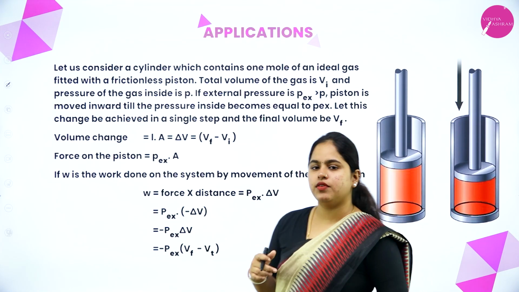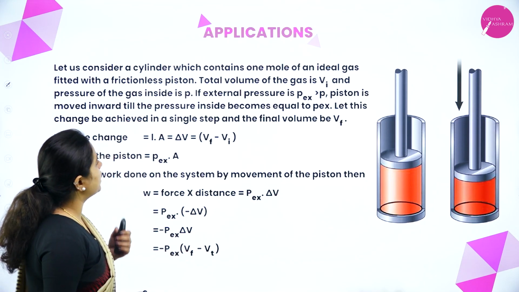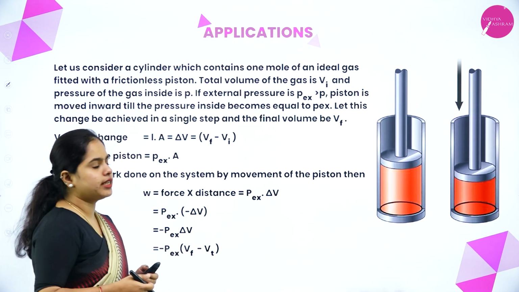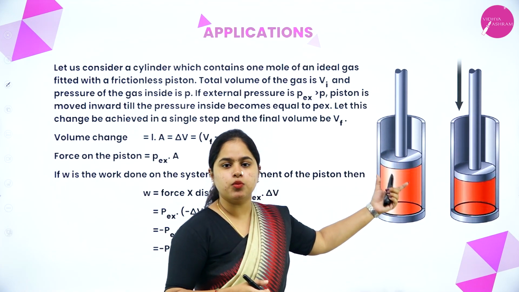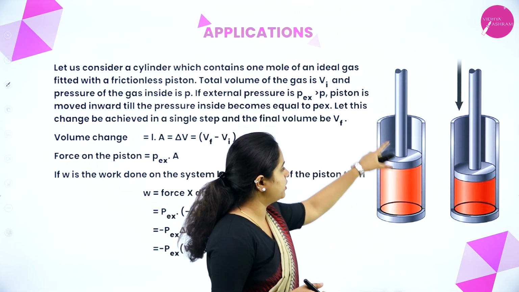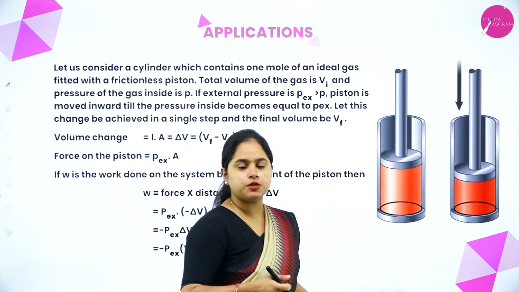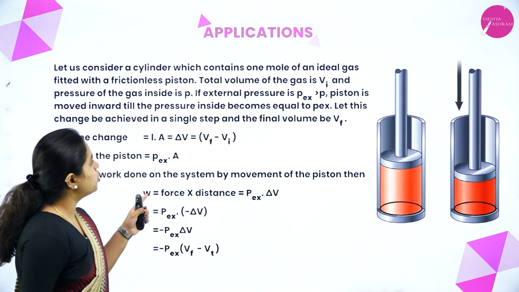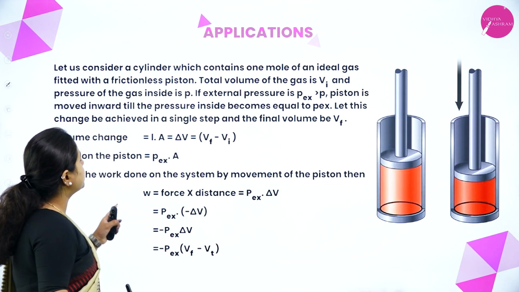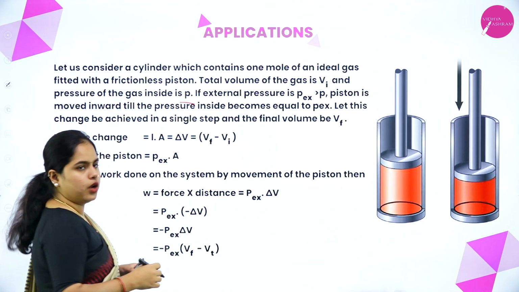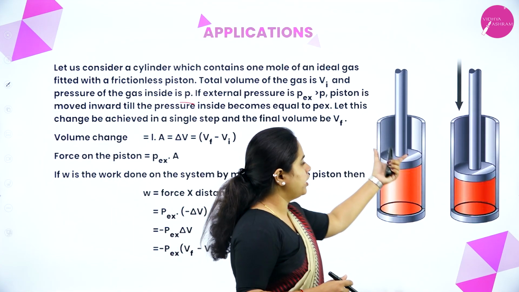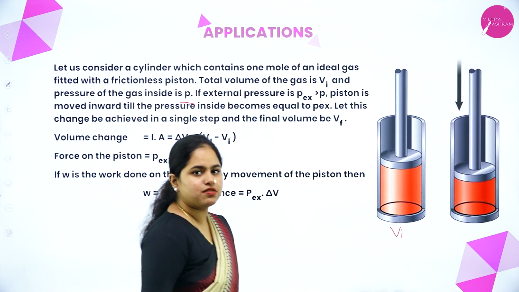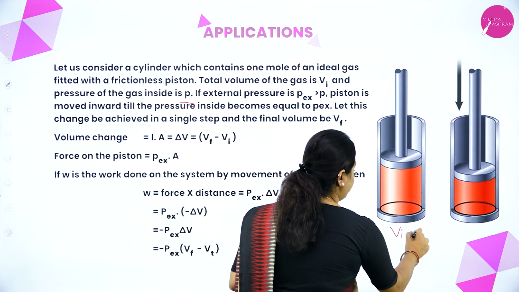Okay. So now let us begin with the application. So now we are considering a cylinder which contains 1 mole of an ideal gas fitted with a frictionless piston. So as you can see here, we are taking 1 mole of an ideal gas here, which is attached with a piston. Okay, it is a frictionless piston, so we can press it or apply pressure there, right? Okay, so total volume of the gas is Vi and the pressure of the gas inside is P. Okay, so initially the volume of the gas which is present inside the cylinder is Vi, and the pressure is P initially.